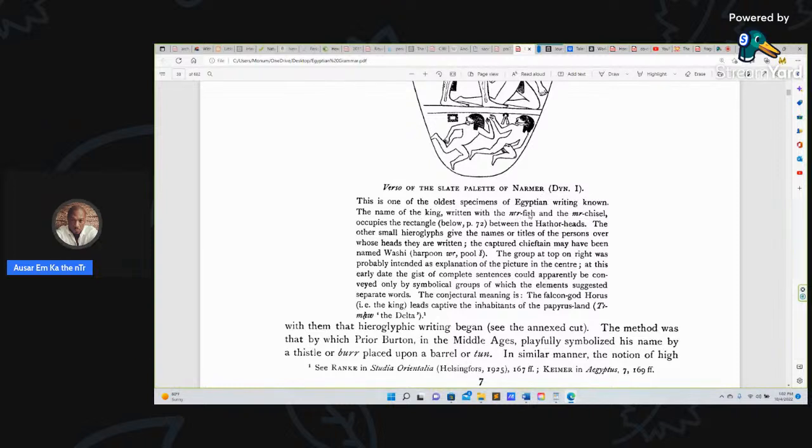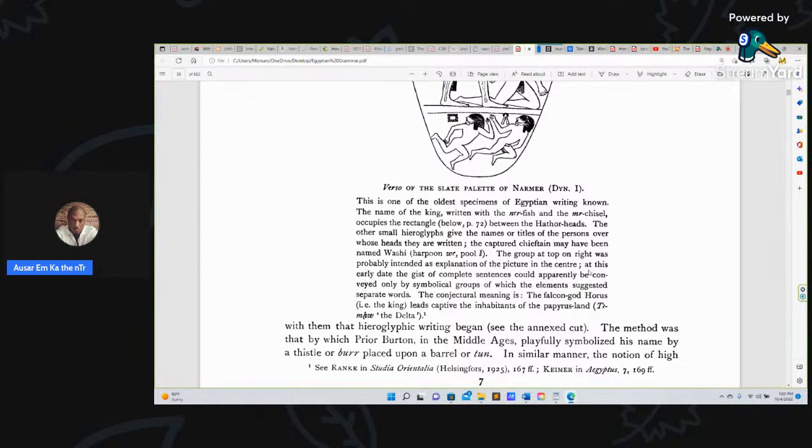So the Nar fish and the Mer chisel occupy the rectangle below, page 72, between the Heru heads, which we just watched. They call it Heru, we call that Ba'at for another reason. The other small hieroglyphs give the names or titles of the persons over whose heads they are written. The captured chieftain, they may have been named Wasi. It's a harpoon for Wa, pool for Sh. The group at top on right was probably intended as an explanation of the picture in the center.